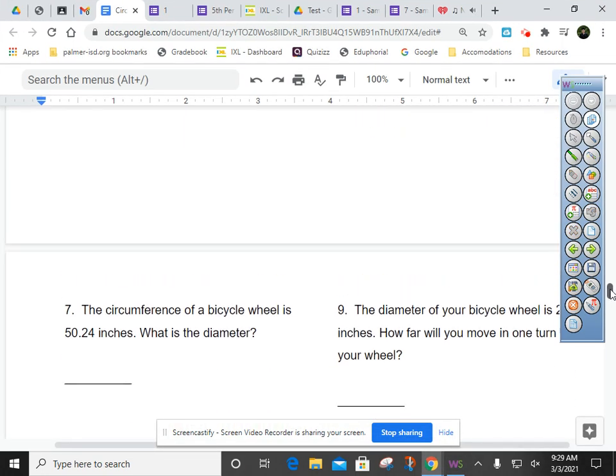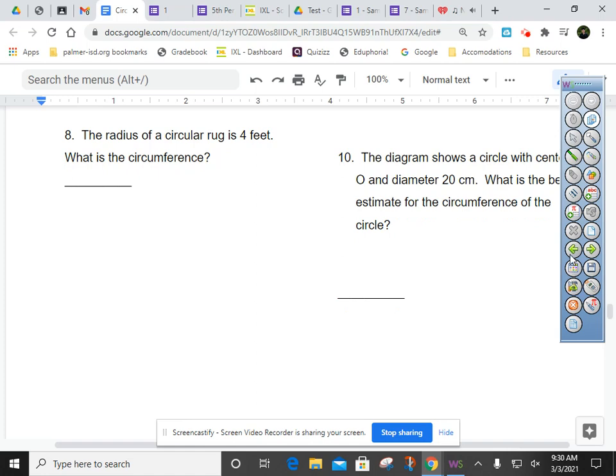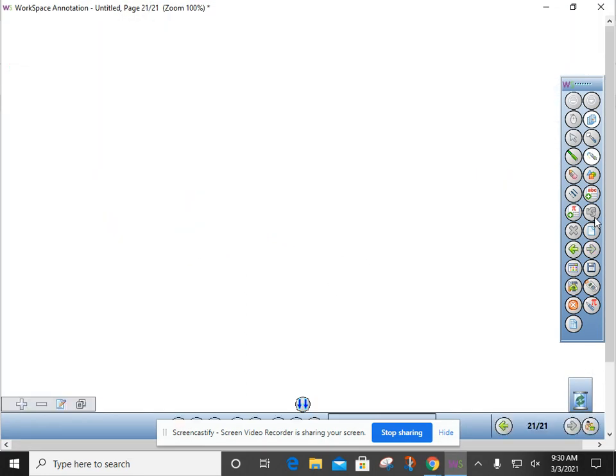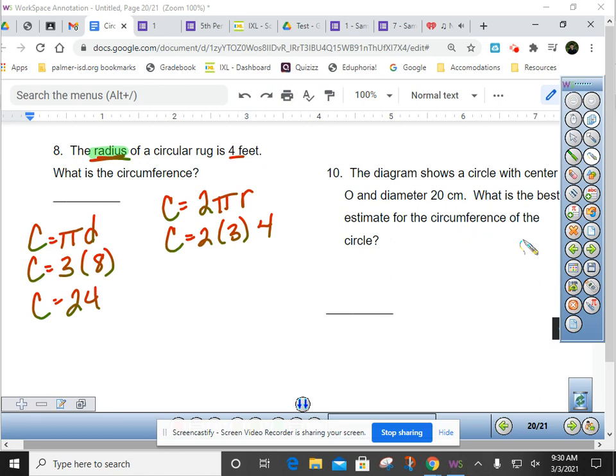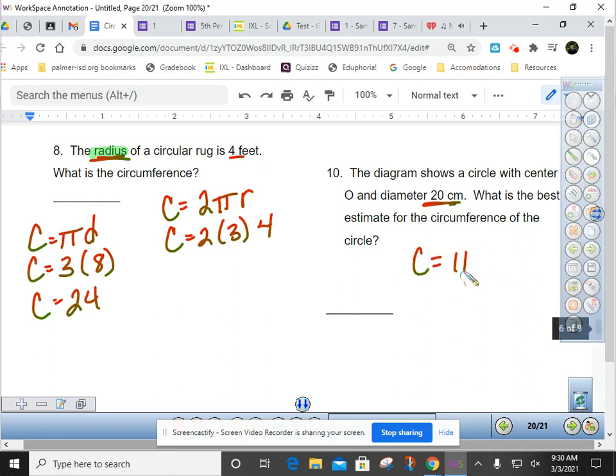Number 10. It says a diagram shows, but I don't see a diagram. With a diameter of 20 centimeters. What is the best estimate for the circumference of the circle? Formula. C equals pi d. What are we using for pi? 3 times what? 20, because it gives us the diameter. What is the circumference? 60.